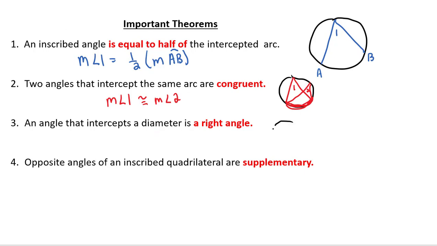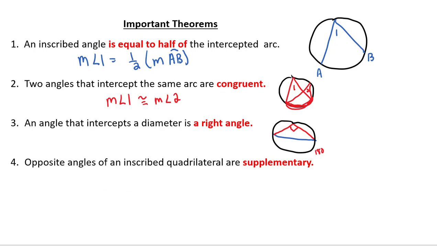Next one. Oh, and that's a circle, I promise. It's more like an egg. So I have an angle that intercepts a diameter. So say I have a diameter there, and I have an angle that intercepts it. That angle has to be a right angle. And we know that because the measure of this whole arc would be 180, and we know that this inscribed angle is half of that.